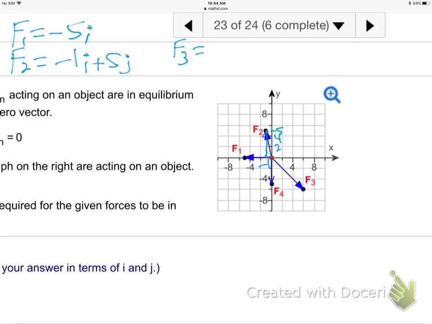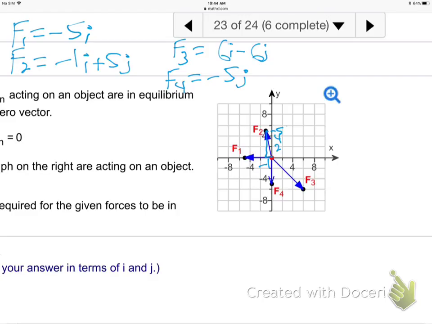So force 3 is what? 5I minus 5J? Am I doing that right? Oh, 6. Is it 6? 6, 6. Yeah, I'm not doing that right. Just said I don't make careless mistakes. There's one. 6, 6, huh? Over 6, down 6. Force, and then force 4, minus 5J. There we go. Is that good?